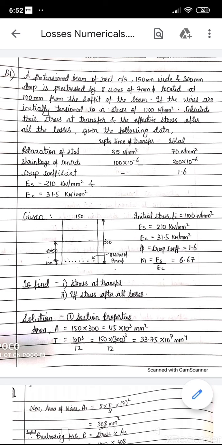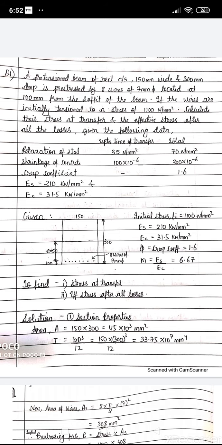A pretensioned beam of a rectangular cross-section 150 mm wide and 300 mm deep is pre-stressed by 8 wires of 7 mm diameter located at 100 mm from the soffit of the beam. Soffit means bottom of the beam. If the wires are initially tensioned to a stress of 1100 Newton per mm square, calculate their stress at transfer and the effective stress after all the losses given the following data.